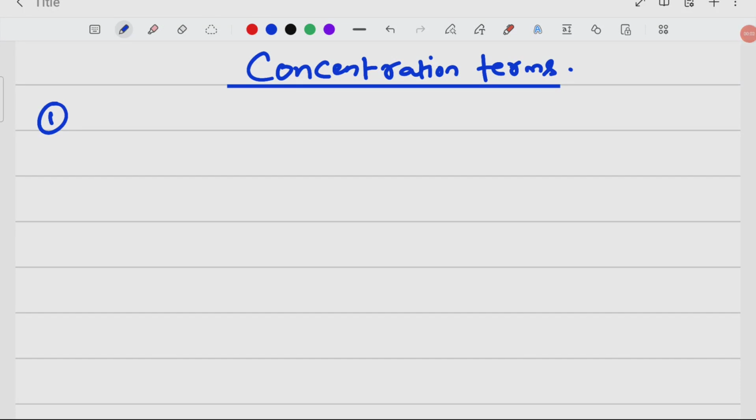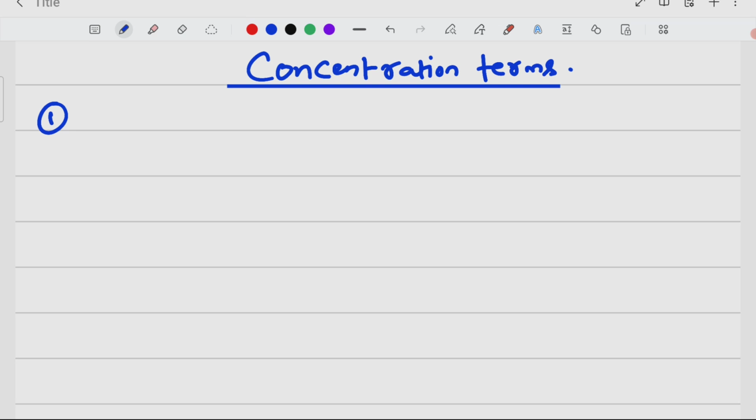Concentration terms look like simple definitions, but understanding their theory properly is what separates toppers from average students. In today's video, we are going to discuss all concentration terms without any confusion. After completion of this 30 minutes video, you will be comfortable in all these concentration terms.